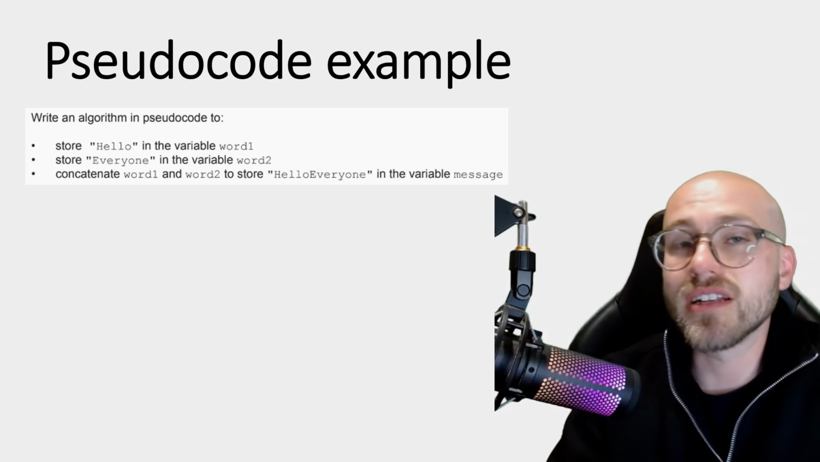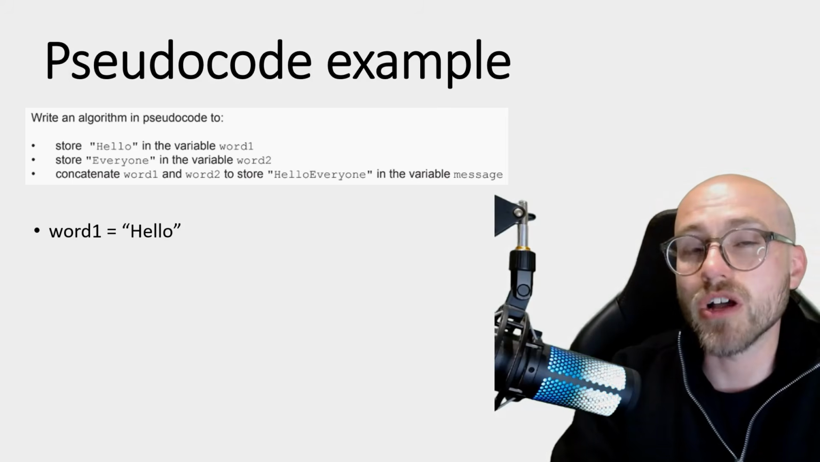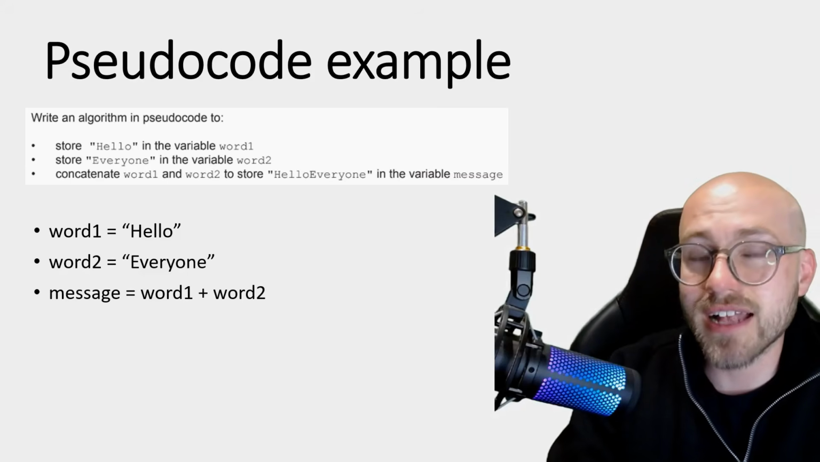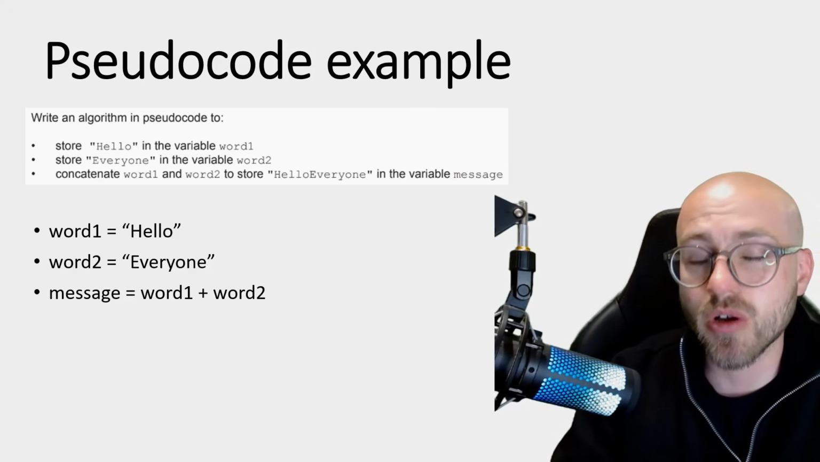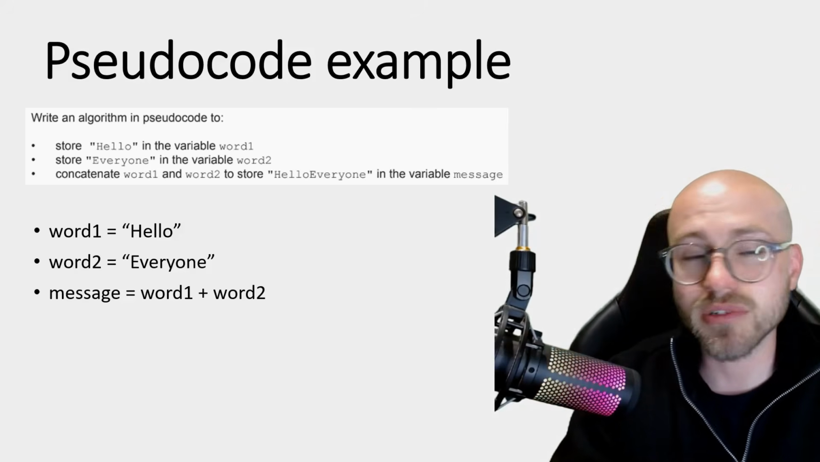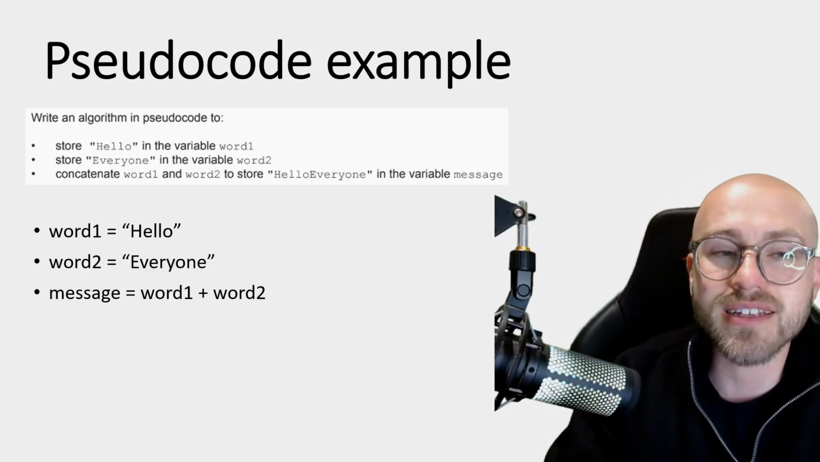So to do this, it's going to look very similar to what we wrote inside the symbols in our flowchart. So word1 equals hello, word2 equals everyone. Here's the concatenate part of it, where we've been told to store it in the variable message. So we're going to say message is, which is the equal sign, word1 plus word2. That's how you concatenate it.